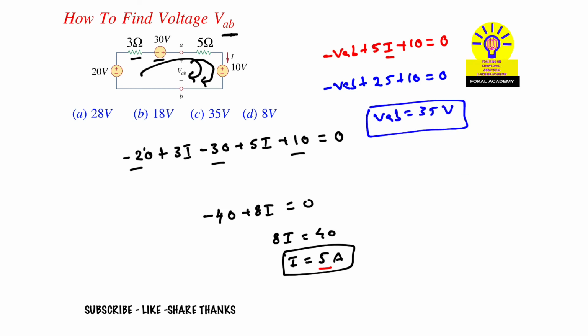So from the options, option C is the correct option. And this is the process of simplification.